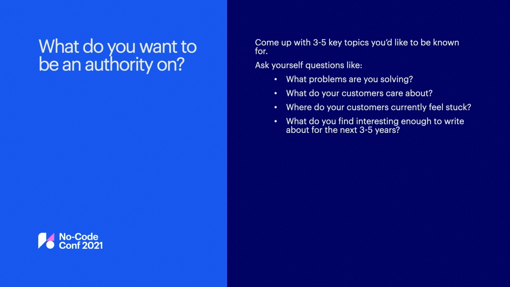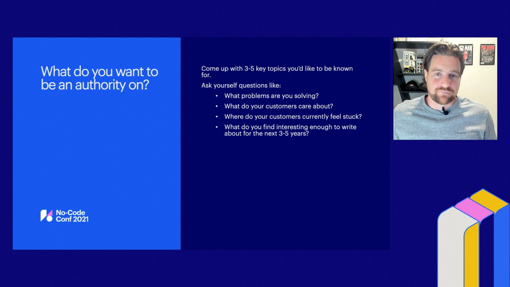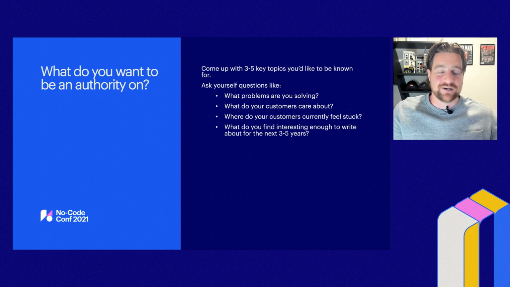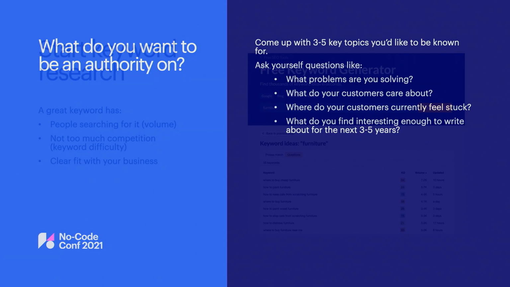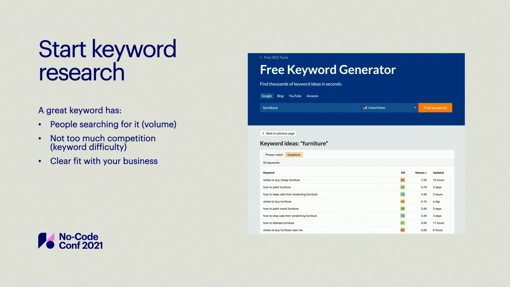Where do your customers currently feel stuck? This one is really important and often overlooked. What do you actually care about enough to write about for the next 3 to 5 years? Because building a content site isn't going to be an overnight thing. You're not going to publish something today and be a success tomorrow. It's going to take years to really hit where you want to be. So you need to make sure that the topics you pick, the areas you want to focus on, you care enough about to actually write about for 3 to 5 years. And once you've come up with those topics, for me at Living Cozy, I picked furniture, sofas.